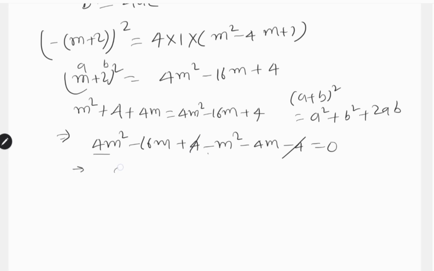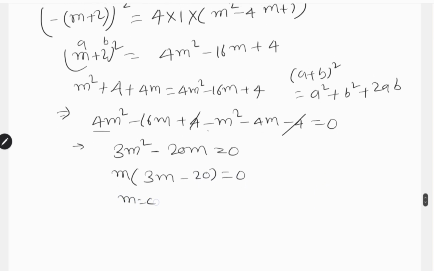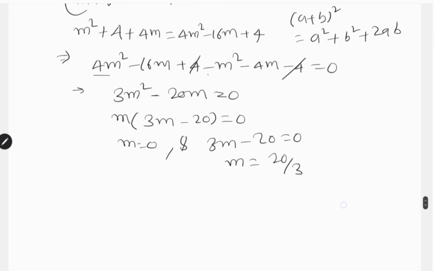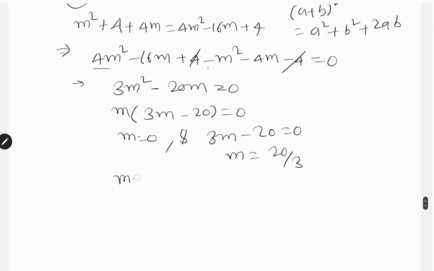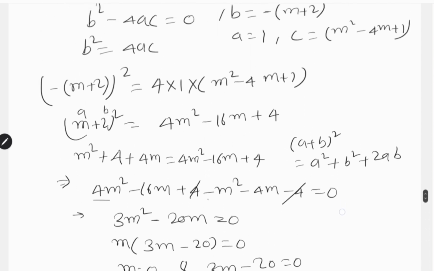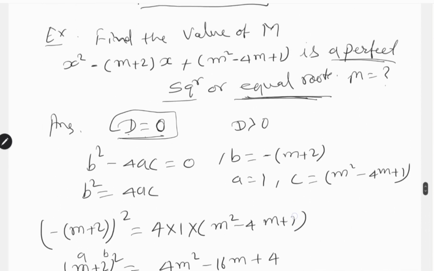Then that is 3m square minus 20m is equal to 0. m is common, then 3m minus 20 is equal to 0, okay. Then m equal to 0 and 3m minus 20 is equal to 0, then m is equal to 20 by 3, okay. Because the two values are m equal to 0 and m equal to 20 by 3. Then put the value in the equation.